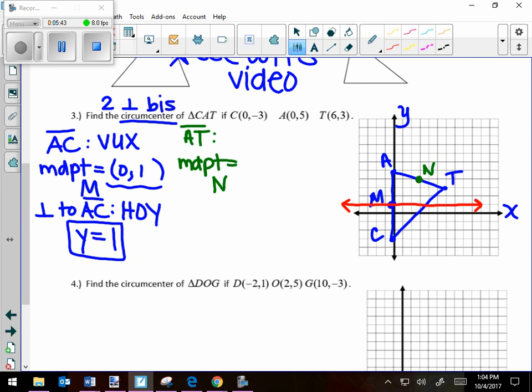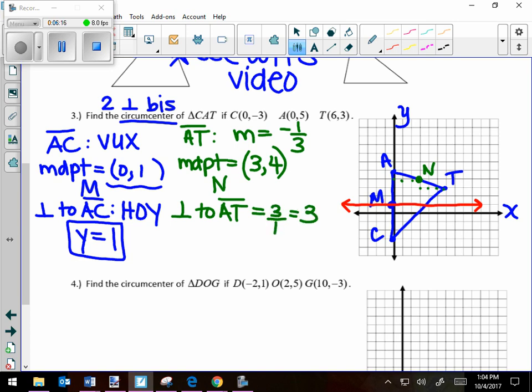And my midpoint in this case, when I look at my graph, is over 3 up 4. So it's the point 3, 4. My perpendicular bisector has to pass through that point, and it has to be perpendicular to AT. The slope of AT, if we count on the graph, is down 1 over 3. The slope of the line AT is negative 1/3, which means that the line perpendicular to AT is the negative reciprocal of that, or 3 over 1, which is just 3.